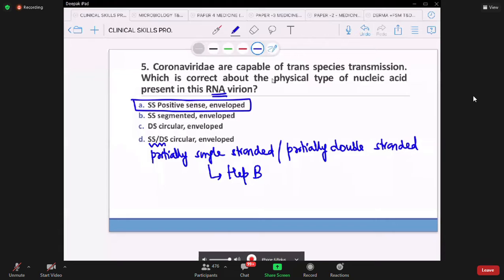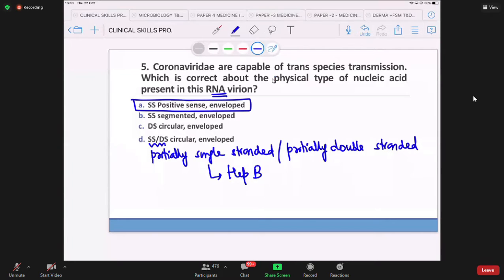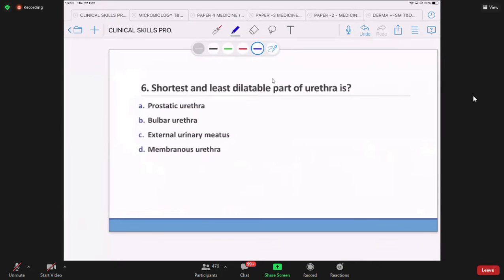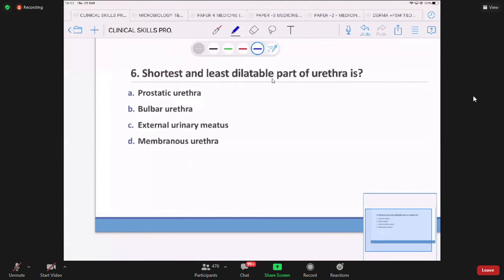But what I want you to understand is that in Harrison, the textbook of internal medicine, hepatitis B is written as partially single-stranded, partially double-stranded virus. So please remember this fact in the exam. If you have to select between double-stranded versus SS/DS, this is what you will mark for Hep B. And for coronavirus, it's obviously a single-strand positive sense enveloped virus, and we are having a tough time handling this small chap.